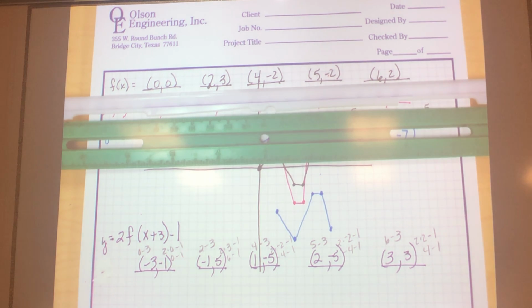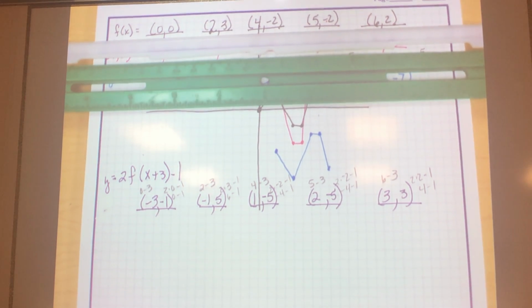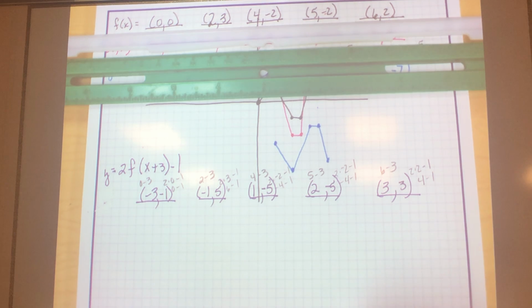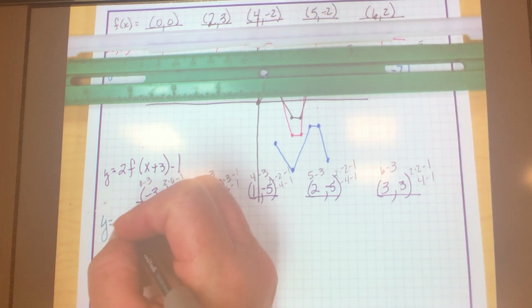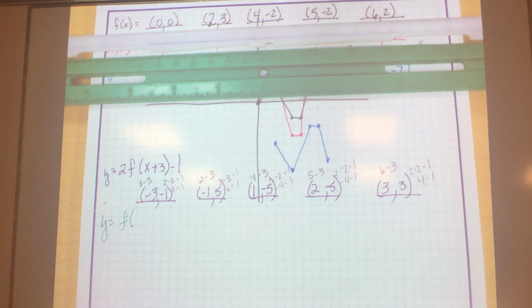All right, anybody got a question? Is everybody okay? Okay, so let's do one more. All right, this one's going to be a doozy. All right, so y is equal to f of, what am I fixing to do? Fractions would be too hard for me to grade. I don't want to do that. Where am I going to put my negative? On my x.